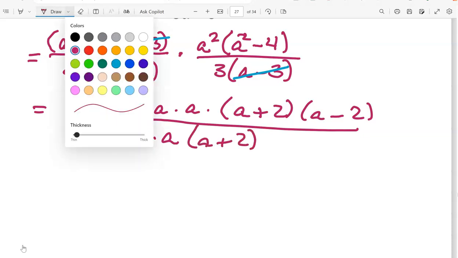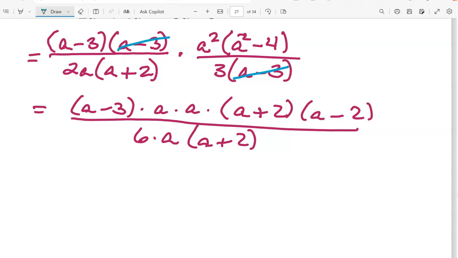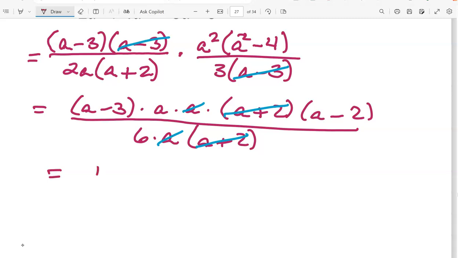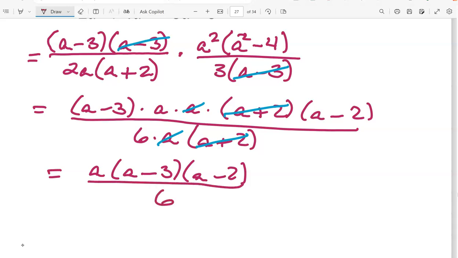Now let's grab our cancellation pen and cancel some other common factors. Factors of a plus 2 can cancel, and the factors of a can cancel. And that's going to leave us with a final result of a times a minus 3 times a minus 2 all over 6.